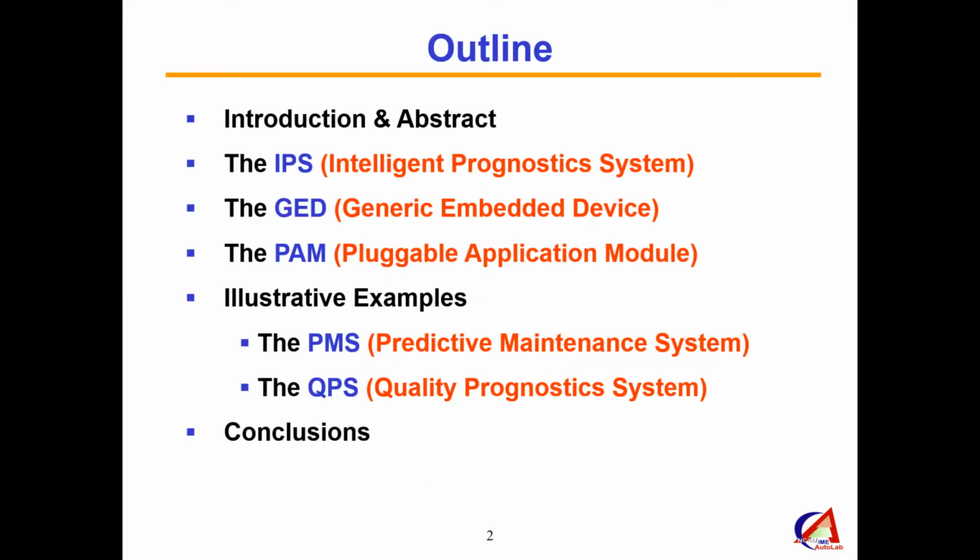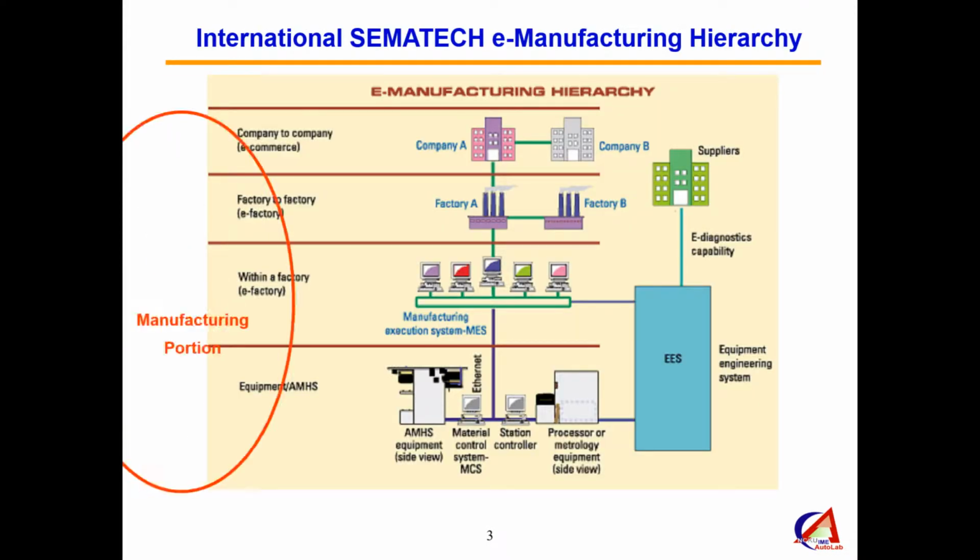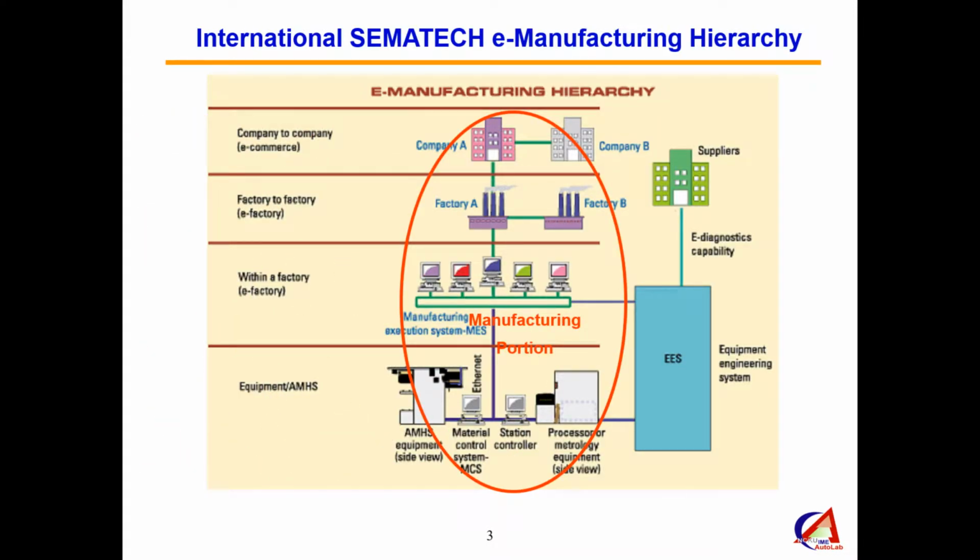Okay, so introduction and abstract. I think you know this one already, right? So this is the e-manufacturing hierarchy. These are the manufacturing portion, and that is the engineering portion. So you see here the process equipment, and we have a connection here.